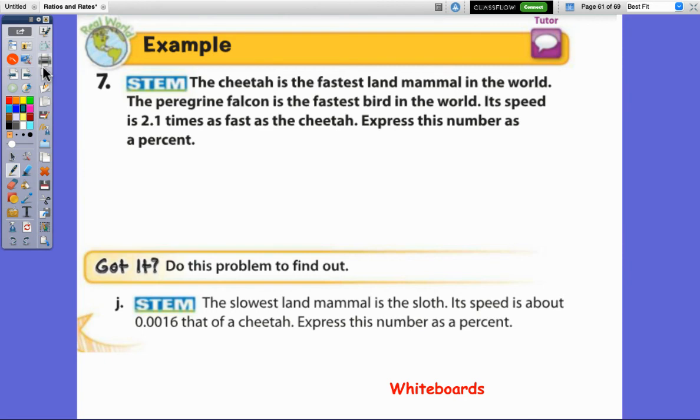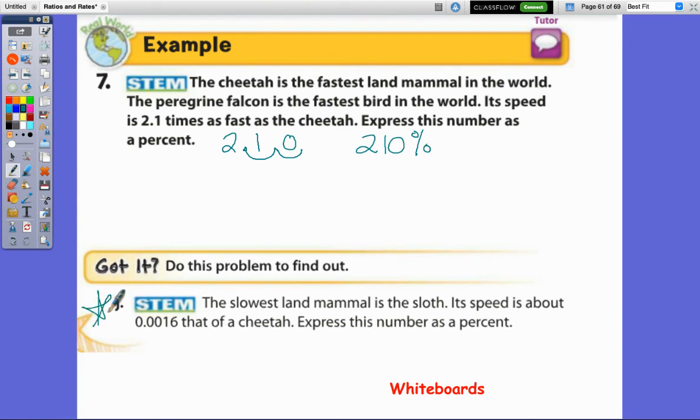Okay. The cheetah is the fastest land mammal in the world. Sorry. The peregrine falcon is the fastest bird in the world. Its speed is 2.1 times as fast as the cheetah. Express this number as a percent. We're going to move it to the right 2 places. We get it is 210% faster.